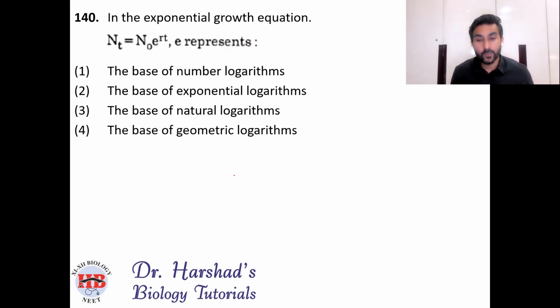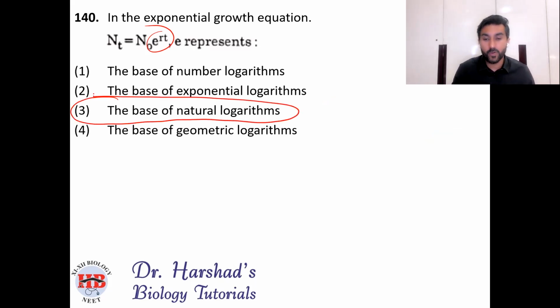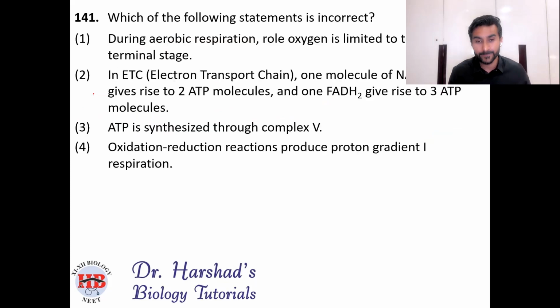Nt is N0 e raised to rt. Again, this is a question of exponential growth, also called logarithmic growth, where e represents the base of natural log. So the answer would be 3.